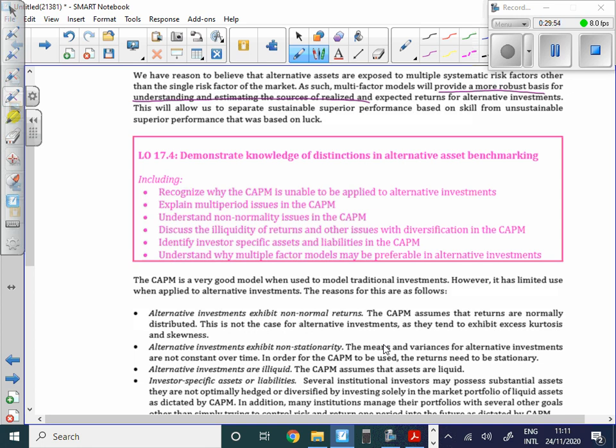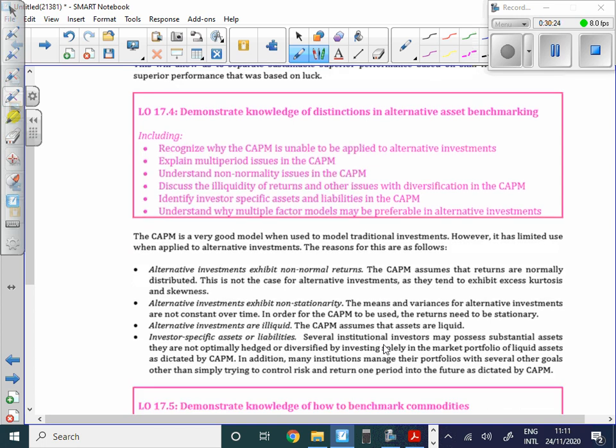Number one, alternative assets exhibit non-normal returns. And where do we see that, guys? Excess kurtosis and skewness. Alternative investments exhibit non-stationarity, and CAPM insists on stationarity. In other words, means and variances remain the same over time. Not so, of course, for alternatives. Alternative assets are illiquid, and CAPM wants assets to be liquid. Investor-specific assets or liability.